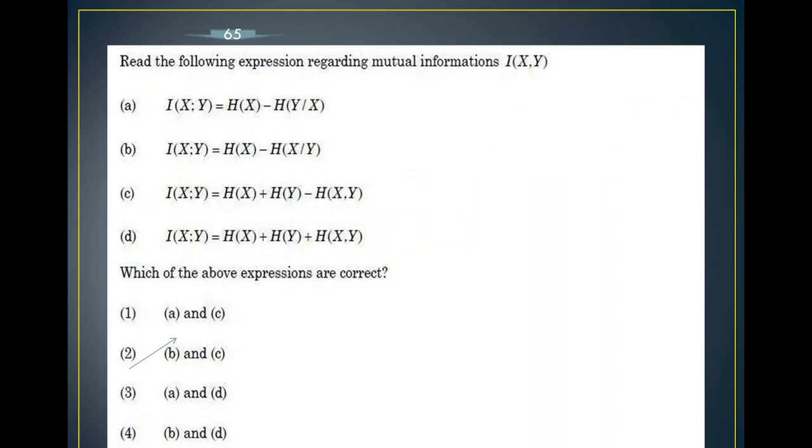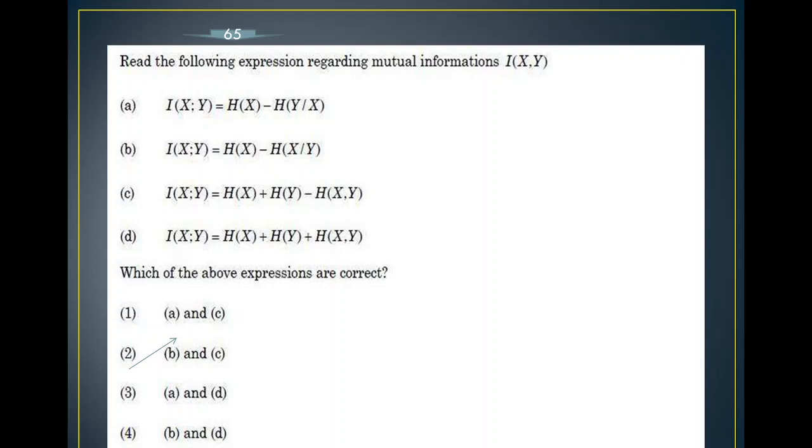Next question. Read the following expressions regarding mutual information I of xy. Statement first, I of xy equal to h of x minus h of y over x. Statement B, I of xy equal to h of x minus h of x over y. Statement C, I of xy equal to h of x plus h of y minus h of xy. And statement D, I of xy equal to h of x plus h of y plus h of xy.